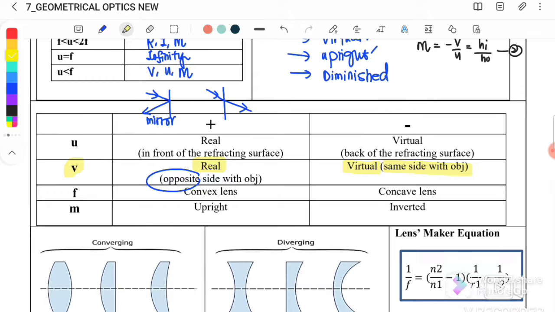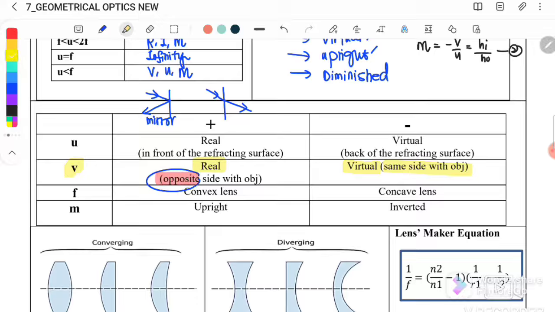The second difference is the image formed. For reflection, pantulan, for a mirror, the real image formed is in front, or on the same side as the object, whereas for a lens, the real image formed must be on the opposite side of the object. So these are the two differences.